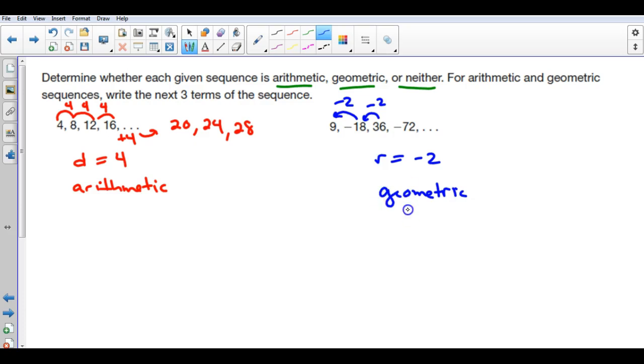In order to figure out your next terms, I'm going to take negative 72 times negative 2, and that's going to give me 144. And then I'm going to want to multiply that by negative 2, and that gives me negative 288. And then one more time would give me 576.